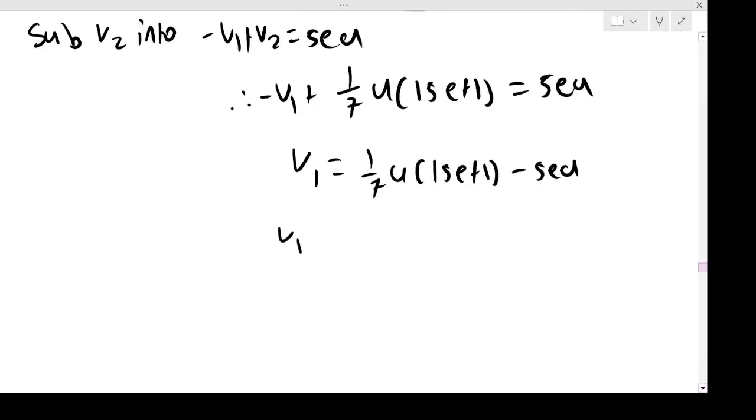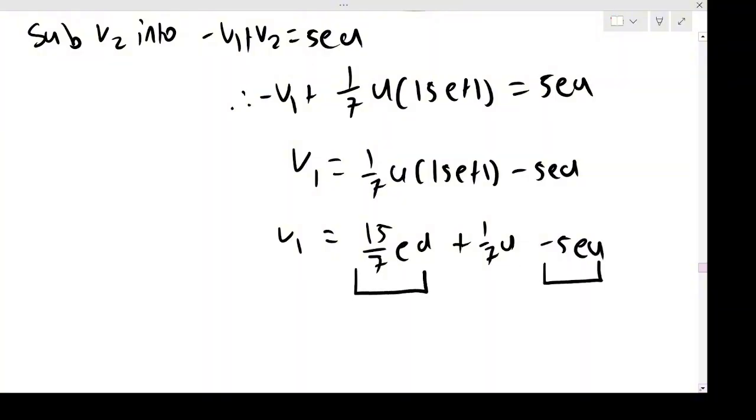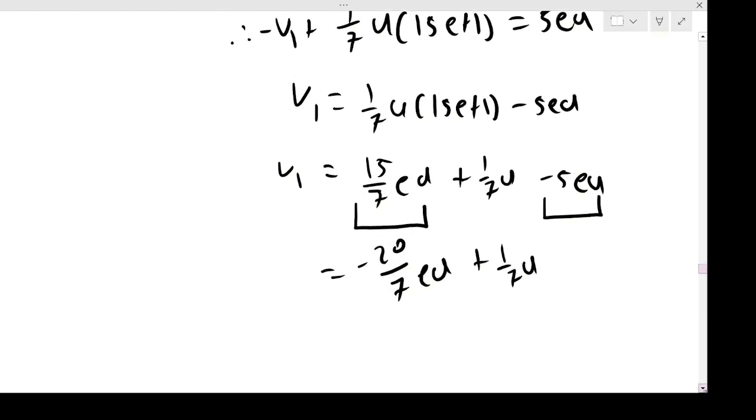Now, obviously, I'm going to want to tidy this up. So let's firstly expand. A seventh U times 15E is going to be 15 over sevenths, lots of EU. Add a seventh U, take away 5EU. And then spot, again, I can collect the EUs. So 15 over 7 lots of EU, take away 5 lots of EU is going to be minus 20 over 7 lots of EU. And then add the seventh U. And then we can pull out a factor of a seventh U. So we're going to be left with 1 take away 20E.